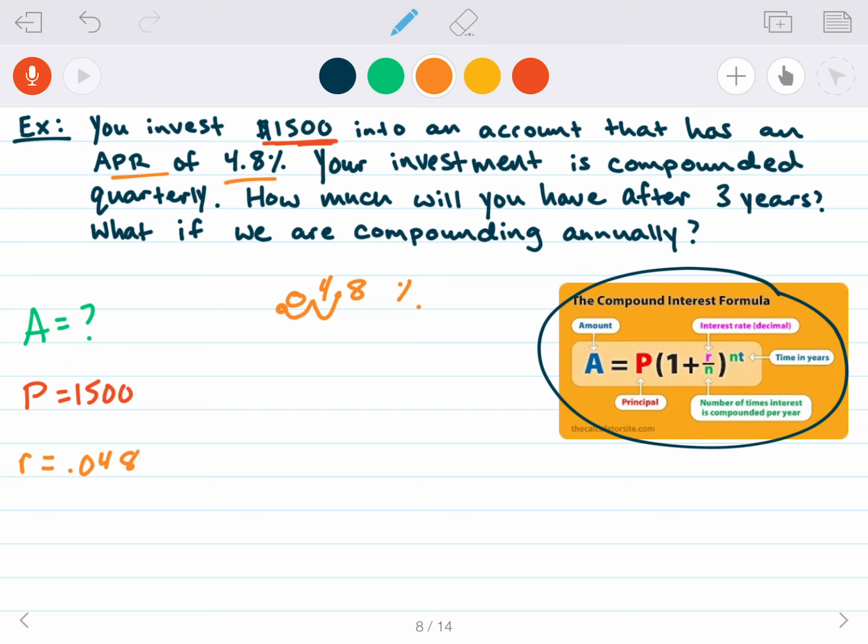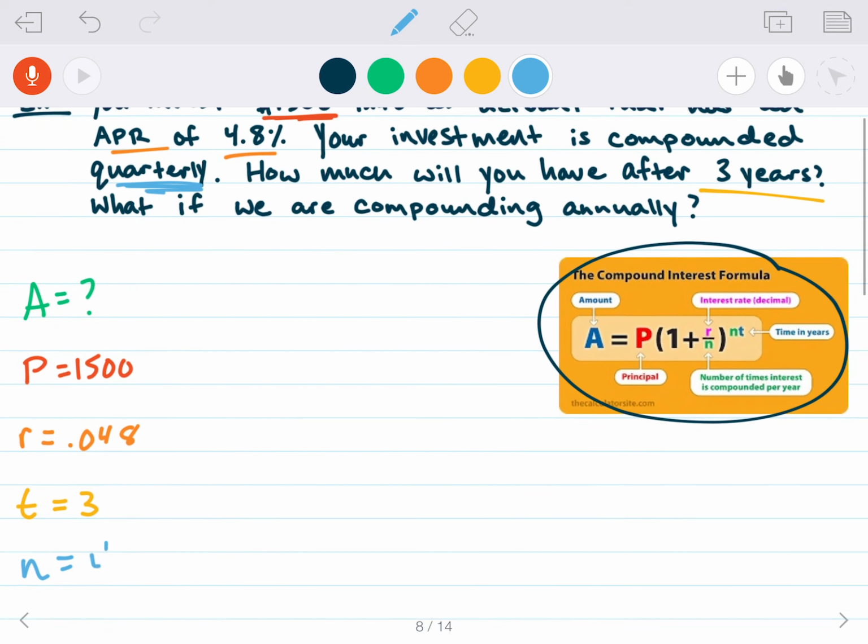Excellent. How much will we have after 3 years? That's how long we're leaving this in, so that is our time. Time is 3. Then it says if it's compounded quarterly, and then we're going to answer the annual question. So quarterly, what does that mean? A quarter is a fourth of something. So if it's compounded quarterly, that means 4 times a year, so N equals 4.